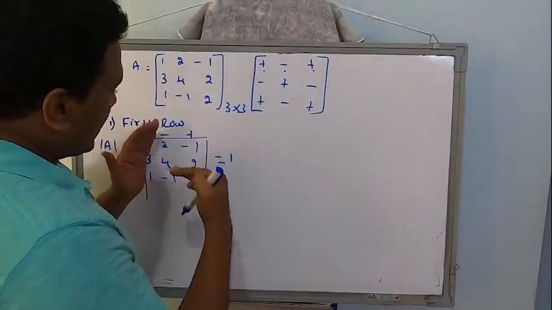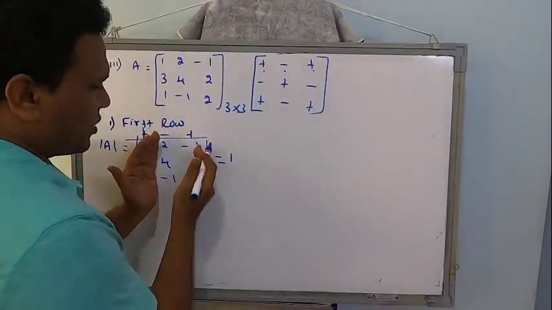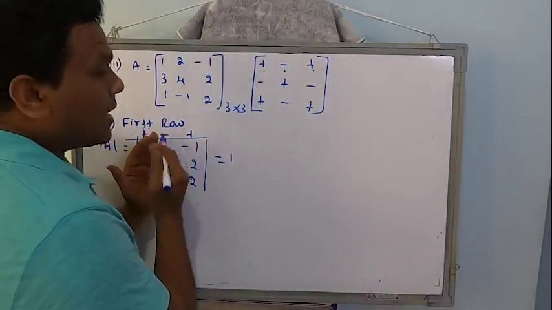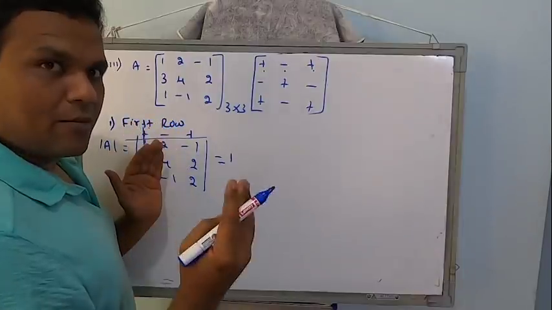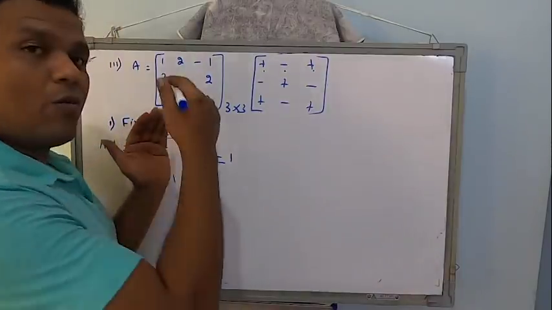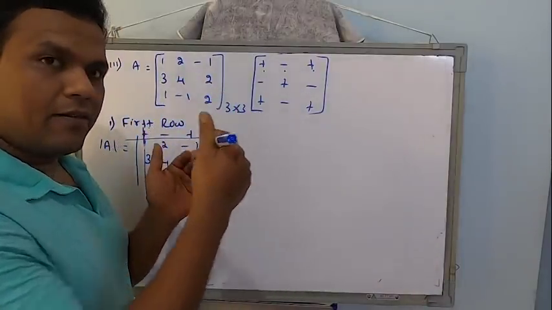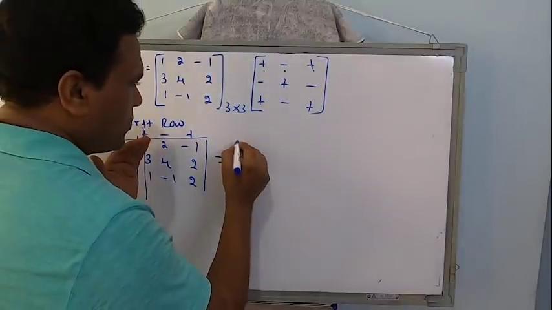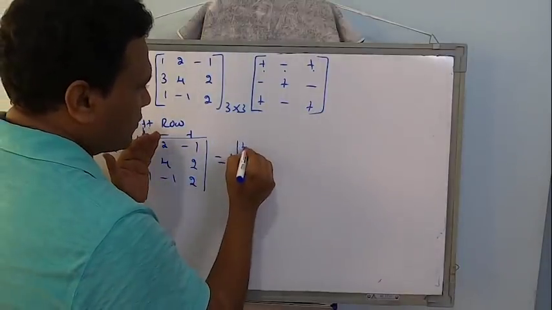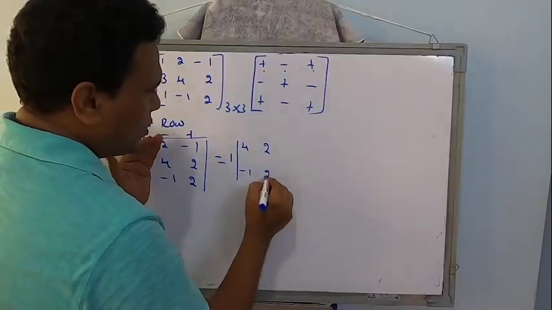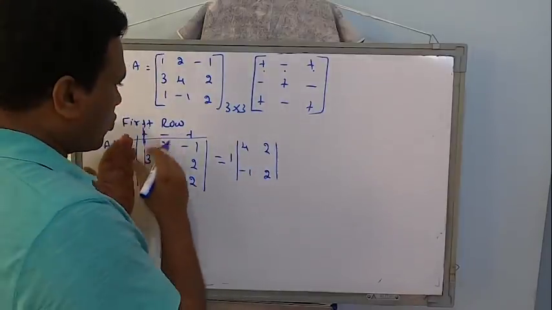Block these two. So when I block these two, what are the remaining? The remaining are going to be these 4. And these 4 form a determinant of order 2 by 2 now. So what we are trying to do is reduce it from order 3 to order 2. So the determinant, what are the remaining elements? 4, 2, minus 1, 2. Correct? Now go to the next element.